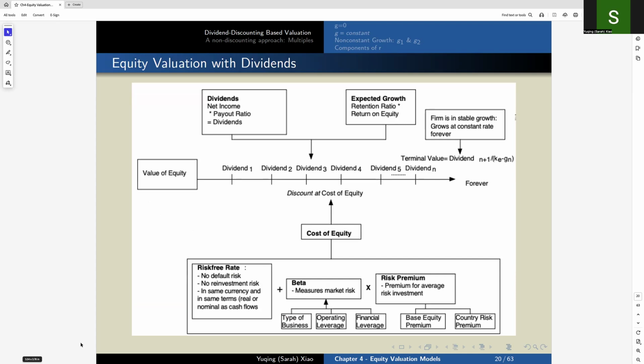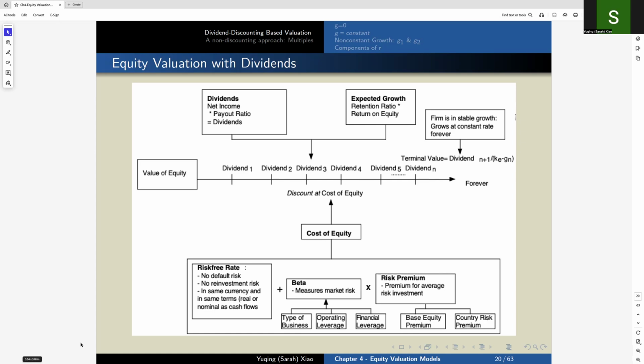Here is a specific flowchart for dividend-based valuation. Start with net income, multiply it by the payout ratio to get dividends. Then factor in growth, which depends on reinvestment and return on equity. Once dividends are projected, we discount them back at the cost of equity. That gives us the value of equity.